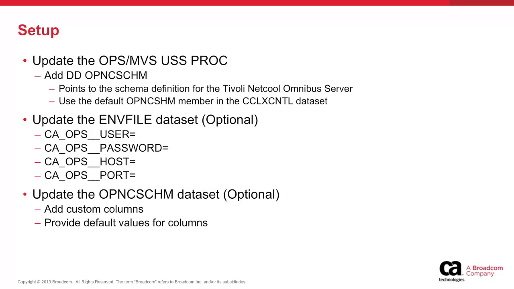The listed variables provide the information needed to connect to the Tivoli Netcool Omnibus Object Server. These values may be overridden on the ADDRESS USS NCREQ command. The default OPNCSCHM member defines the standard schema. You can add custom columns, provide default values for columns, or indicate that a column is required.